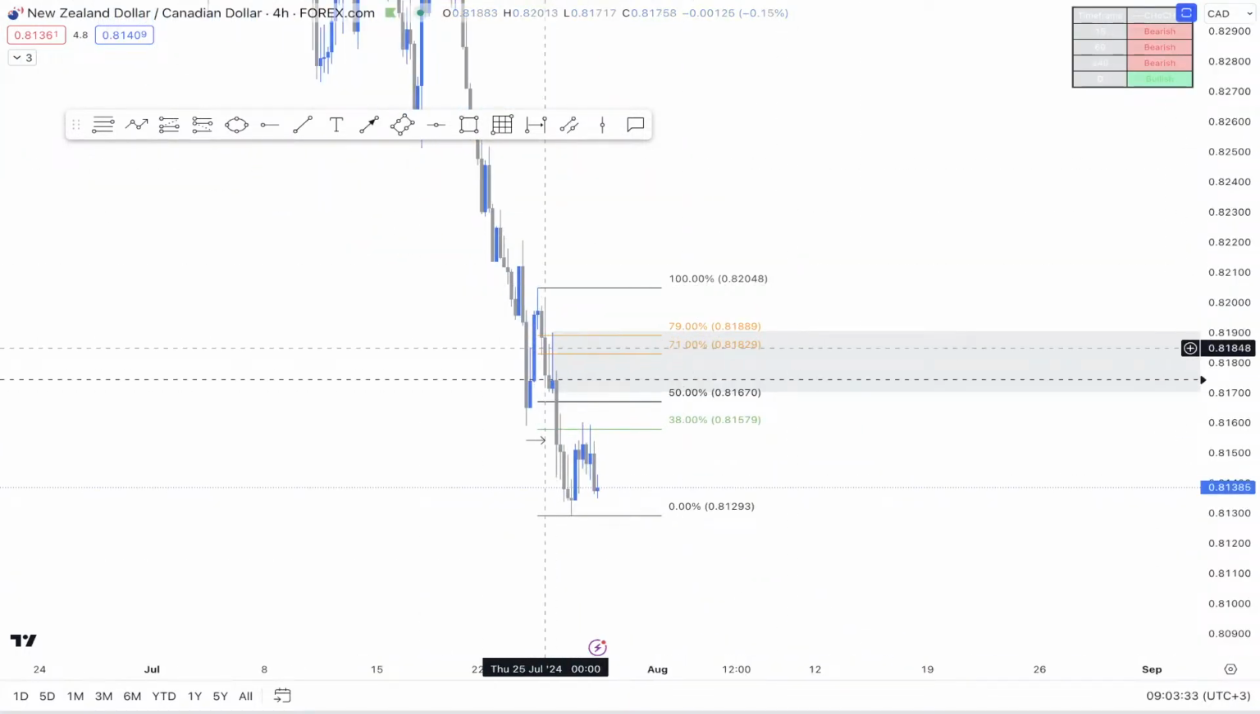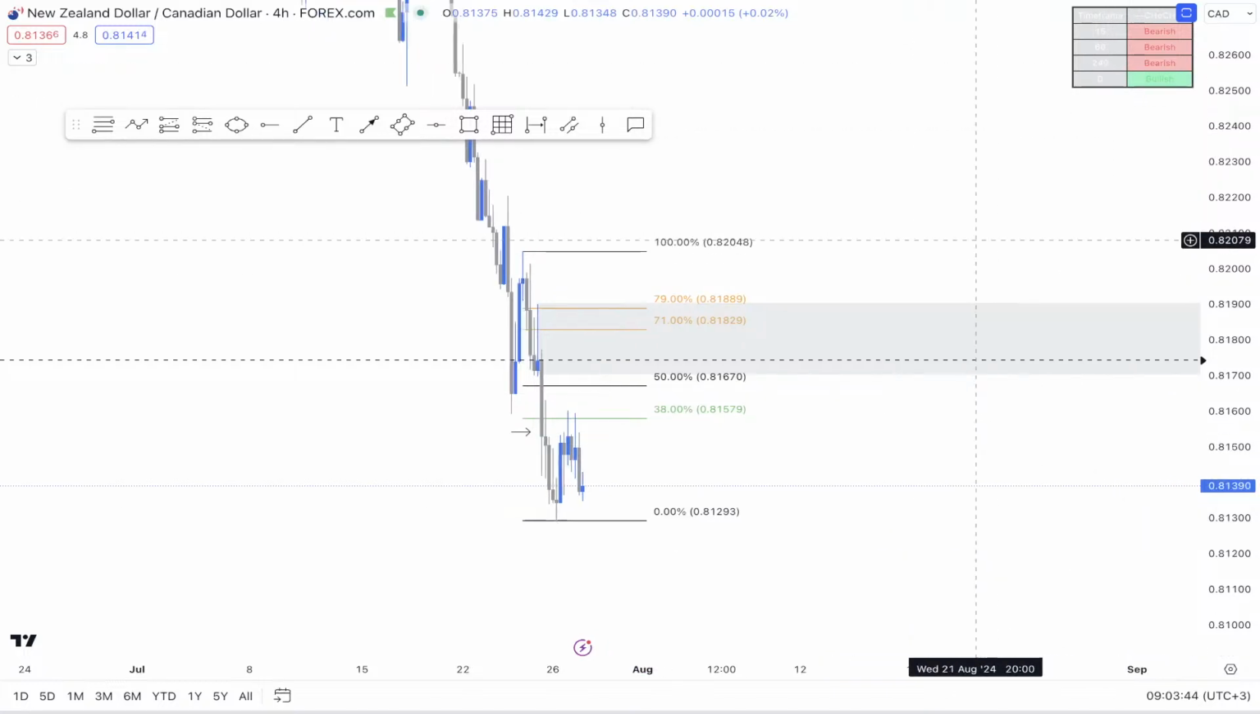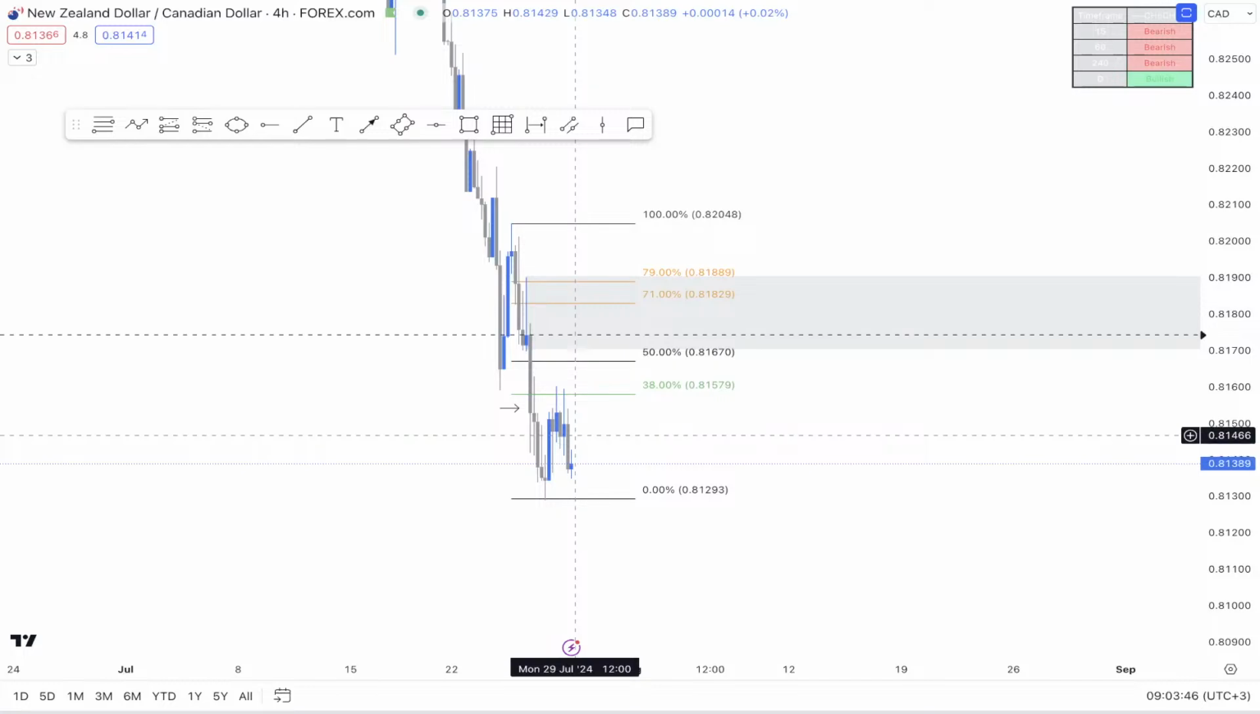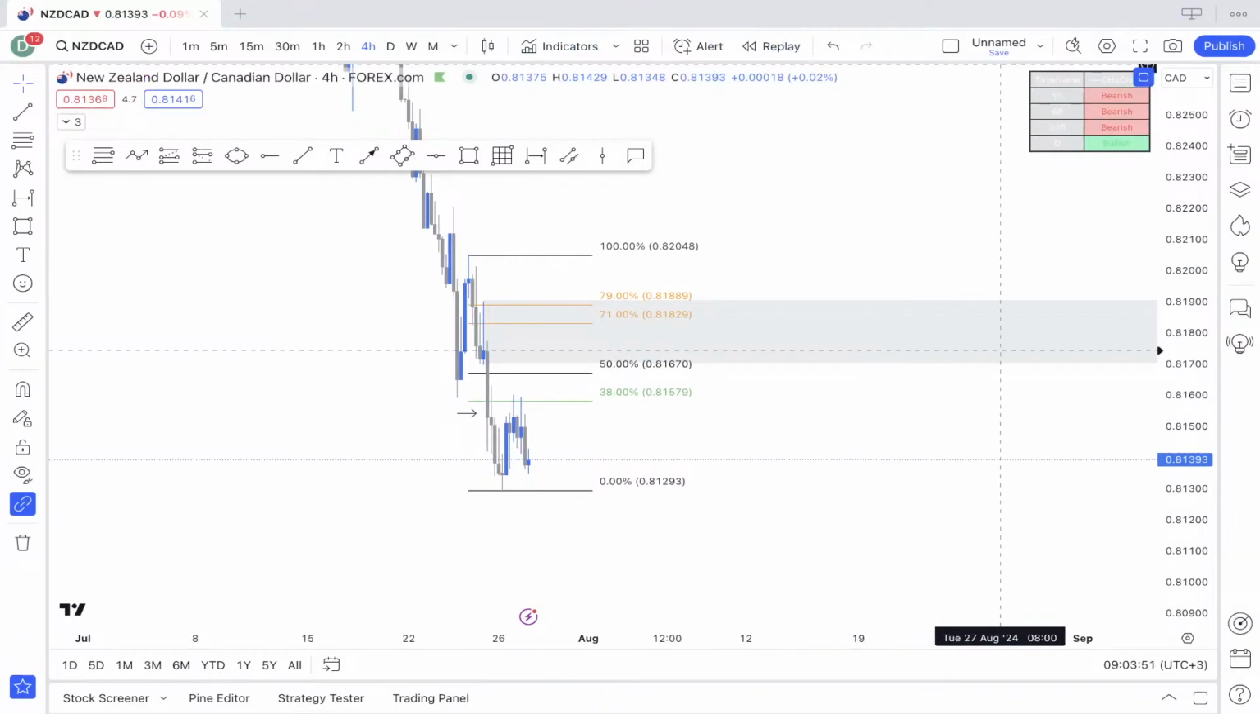Okay, we broke structure to the downside, continuing lower, and also leaving imbalance behind because we have this unmitigated order block lining up perfectly with the point of interest. The 4 hour is bearish on the trader graph, and so far the pullback looks corrective as well. So yeah, definitely looking promising.